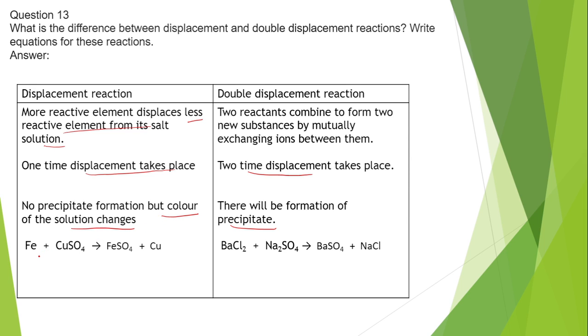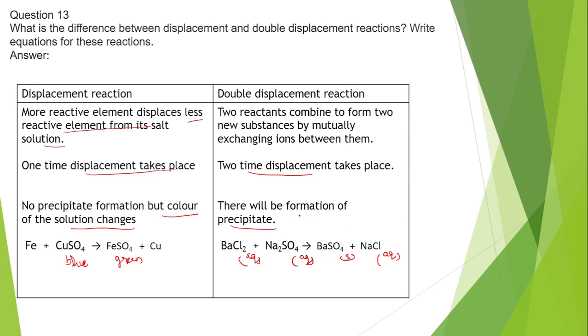Let us take the example of iron combining with copper sulfate to form ferrous sulfate and copper. Here copper sulfate is blue in color, whereas ferrous sulfate is green in color. So the solution color may change, but there is no precipitate formation. Whereas in double displacement reaction, let us take one example: barium chloride, which is a colorless solution, combines with sodium sulfate, which is again a colorless solution, to form barium sulfate, which is a precipitate. So here precipitate is formed.